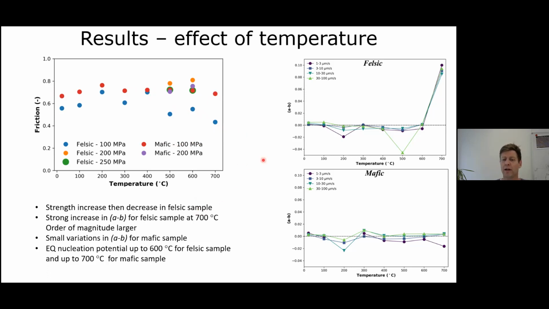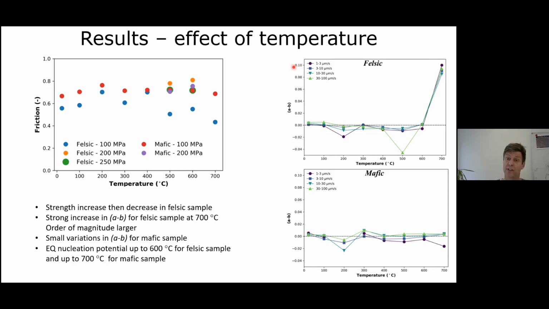Now we summarize the velocity step data in terms of this A minus B parameter. And as a function of temperature, you get these kinds of profiles. They are both plotted on the same scale, just to see the difference between the response of the two different samples. And the most striking thing here is the really large increase in A-B for the felsic sample occurring at a temperature of 700 degrees C.